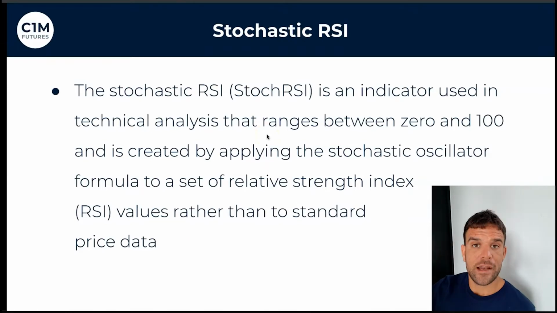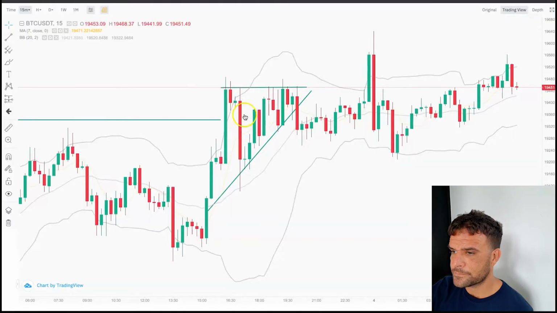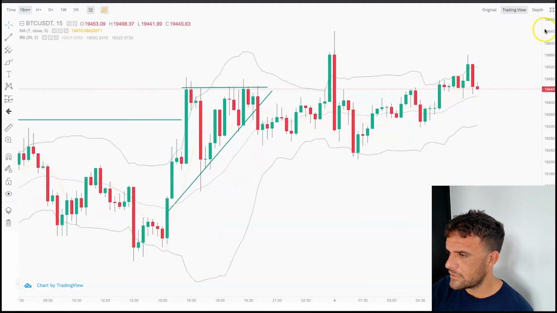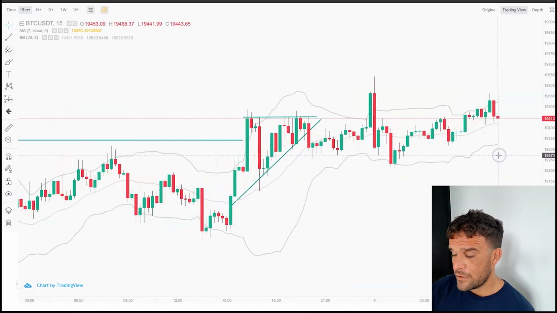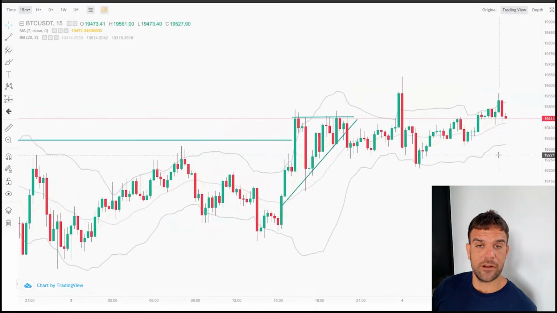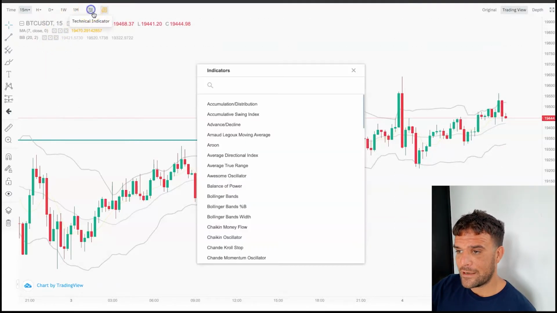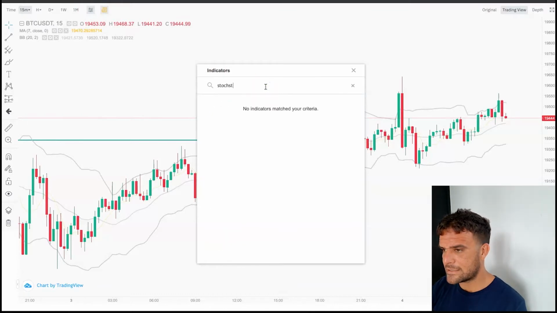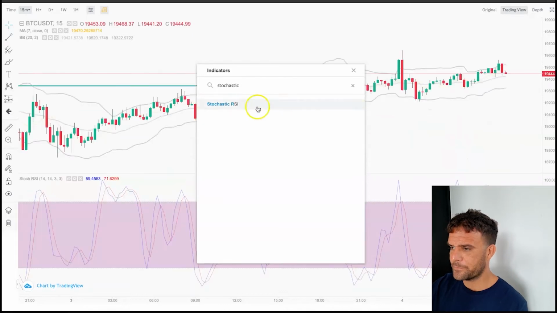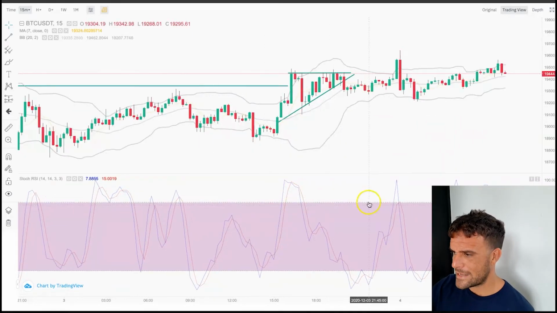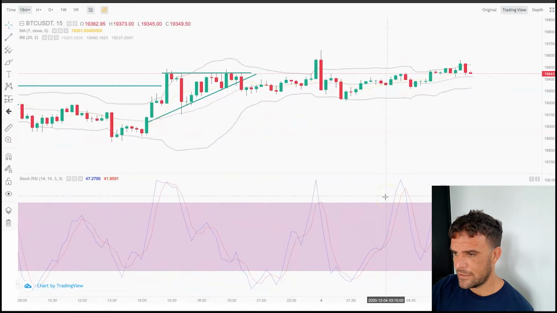So let's go on to Binance, and this is just the TradingView screen. You can see mine is quite white and light. There are different modes, you can have it in dark mode, and you will have seen in this course that some videos use dark and some light. It's just preference. Up at the top, we have technical indicators. Now I'm going to type in stochastic RSI, there we go. And here we are. So this is the stochastic RSI.